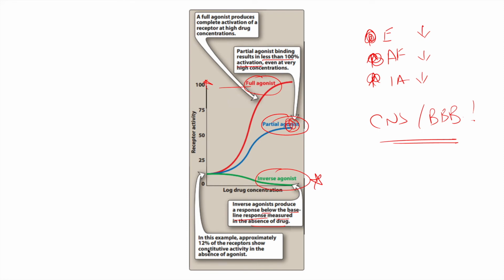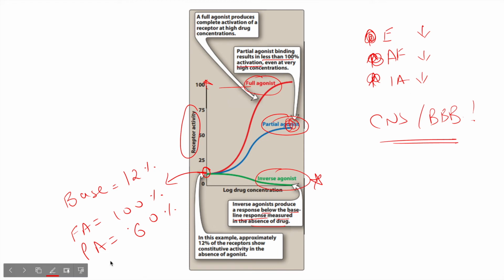So in this example, approximately 12% of the receptors show constitutive activity in the absence of agonist. Right here, the baseline is 12% receptor activity. However, a full agonist will bring that to 100%. A partial agonist will bring that to about 50-60%, so I'm going to put 60%. And an inverse agonist will bring that all the way down to 0%, below the baseline. So just as a summary, very important diagram, by the way.